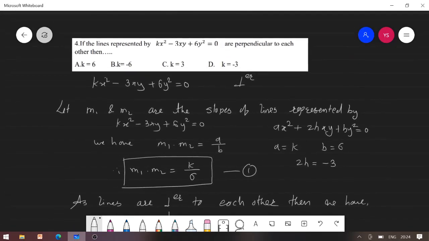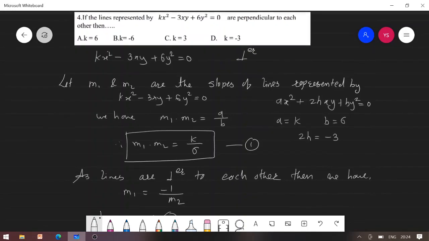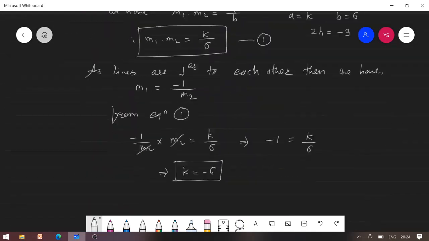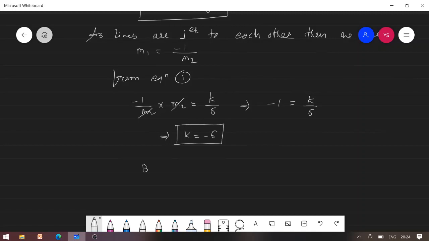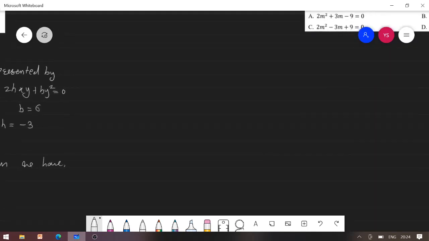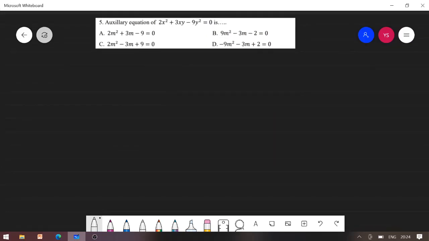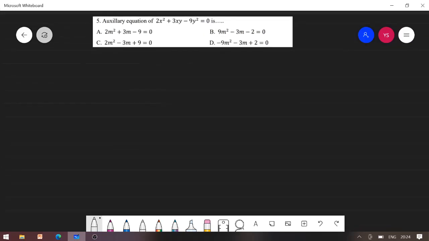So k equals minus 6, that choice we have as B, k equals minus 6. Now look once carefully towards the next MCQ. We are having the auxiliary equation of 2x square plus 3xy minus 9y square equals 0. So let us consider 2x square plus 3xy minus 9y square equals 0.